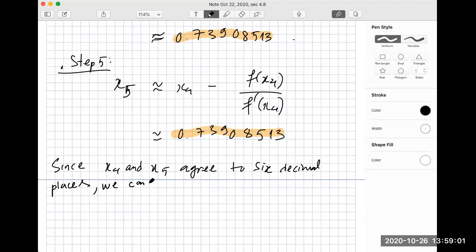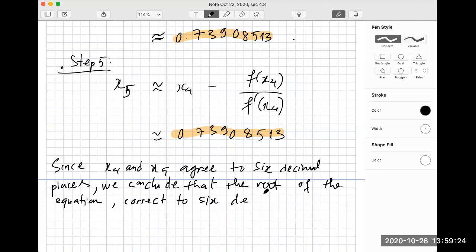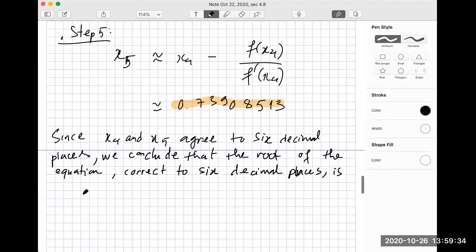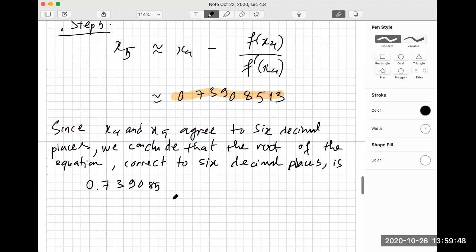We conclude that the root of the equation correct to 6 decimal places is the number 0.739085. This is a solution of this equation.